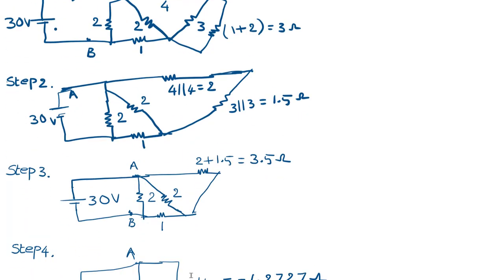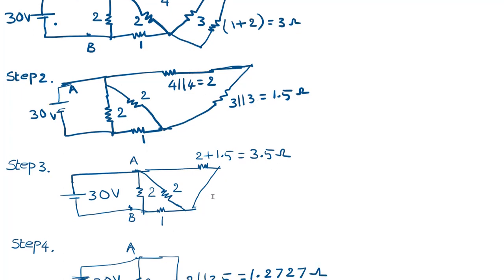Now if you further look at this diagram, this resistance and this resistance are connected in series. Means we can replace these two resistors with a single resistance. What is that? 2 plus 1.5. So we can redraw the circuit like this: 30 volts in parallel with 2 ohms. There we have the 1 ohm here. This is 2 ohms, and this 2 plus 1.5 is 3.5 ohms like this.